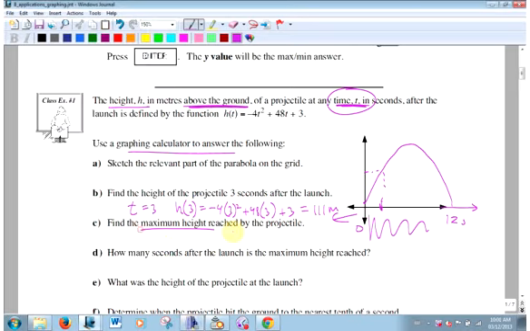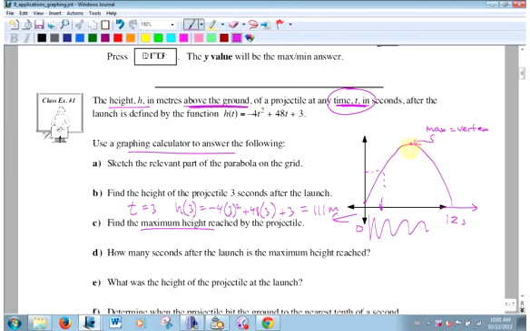Maximum height. Graphically, where is that? Is there a word for that? Yeah. That's the maximum, right? That is the vertex. Remember where we started all this vertex stuff? It's either a maximum or it's a minimum. That's the definition of the vertex.